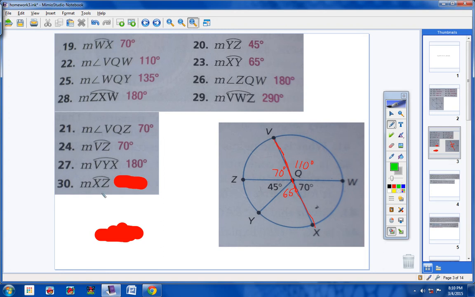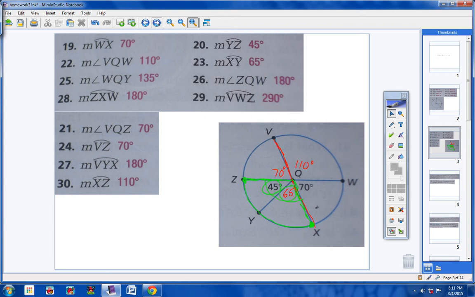Alright, arc XZ, so from X to Z. Here are the endpoints of your arc, X, Z. By the way, students, how did I know to go this direction and not all the way around? Because if there are two letters, it's a minor arc, so I went with the smaller arc. So here are my endpoints, go down to the center. This arc includes these two central angles here. So 45 plus 65 is 110 degrees. So the measure of that arc would also be 110 degrees. Okay, so really not too difficult, guys. Pretty simple for the most part.